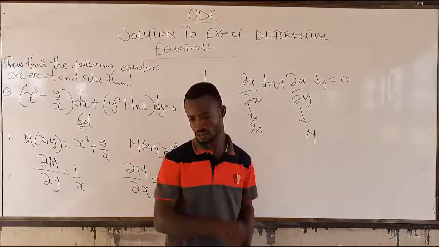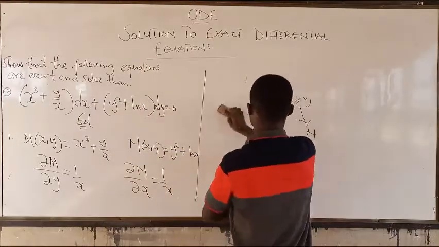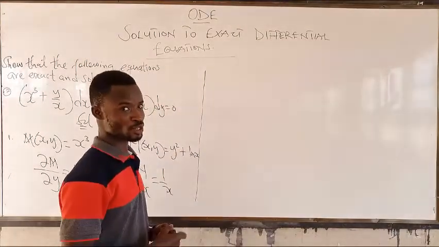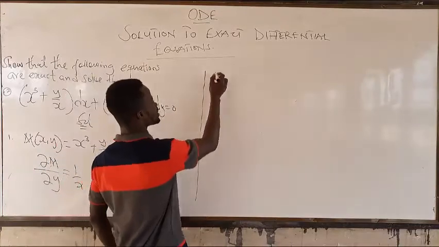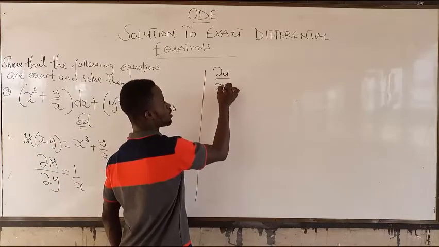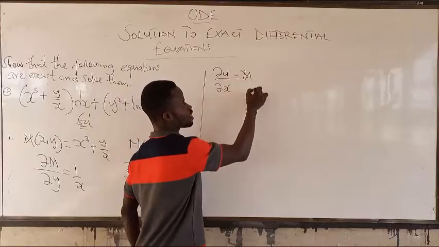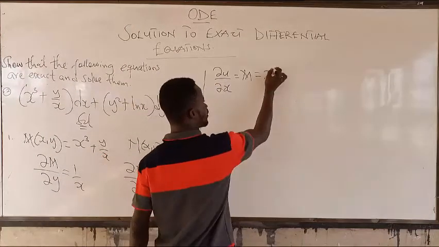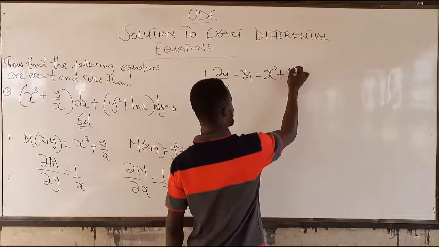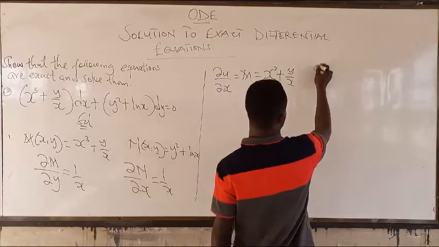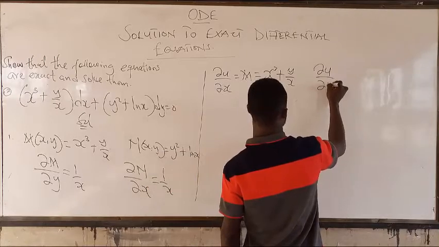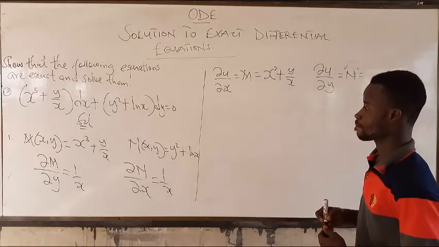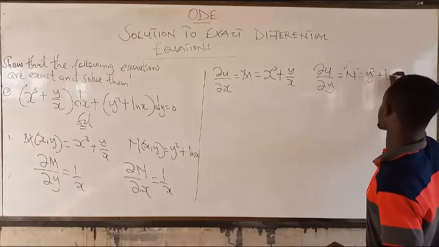Hope you are getting it. Very good. I trust you. I said I trust you. Don't fail me. Make sure you understand. Alright, so the partial derivative of u with respect to y is going to be the function N, and that is y squared plus x.